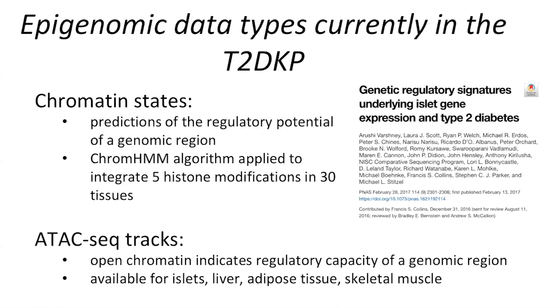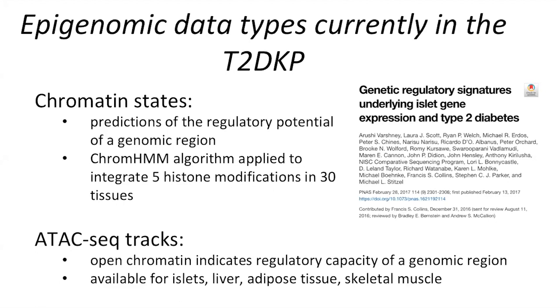They looked at histone modifications in many different tissues and applied, I think they used machine learning, I don't know, they came up with an algorithm that categorized the genomic regions by their regulatory potential. For example, active enhancers or transcription start sites, and there are about 13 of these states, I think, that we have in the portal right now.